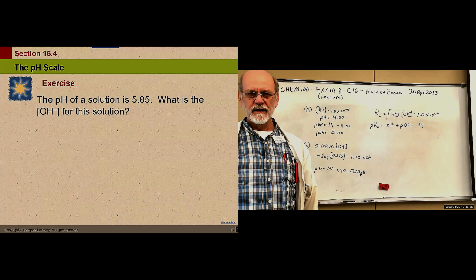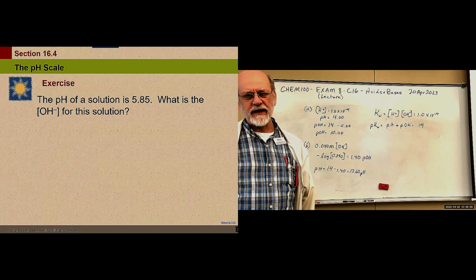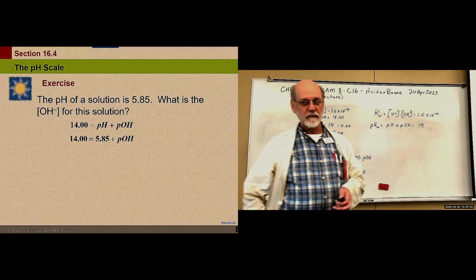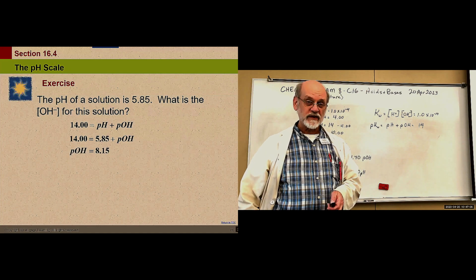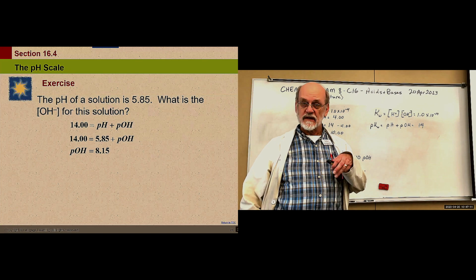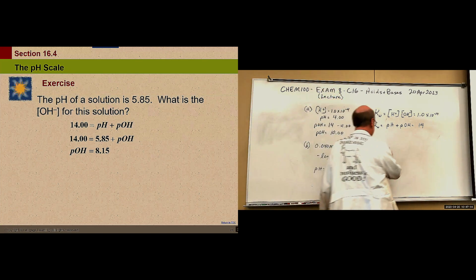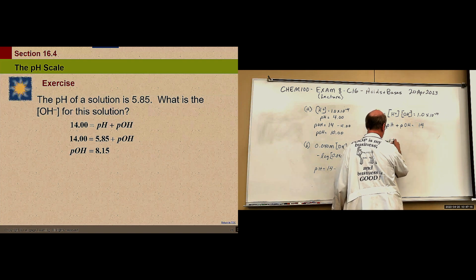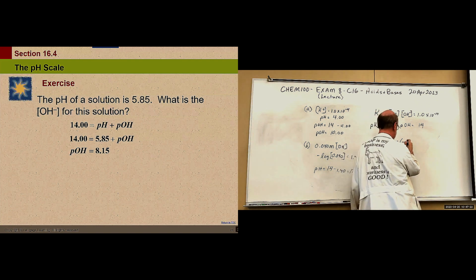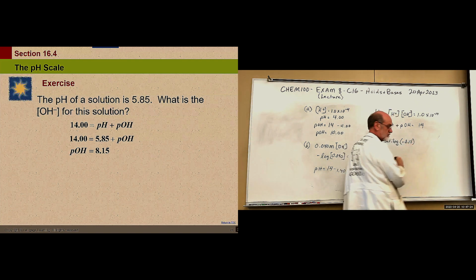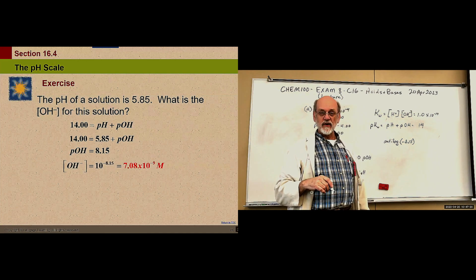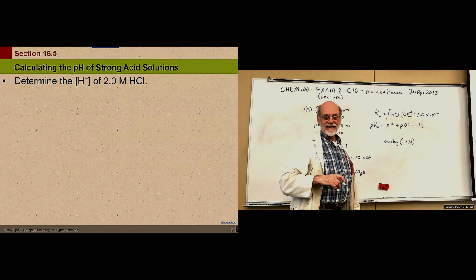How about this one? A solution is 5.85. What's the POH? All right, I'm going to just animate this one. So 5.85 subtracted from 14 gives you POH of 8.15. And then you take the anti-log of the negative 8.15 to give you OH concentration: 7.08 times 10 to the minus 9.